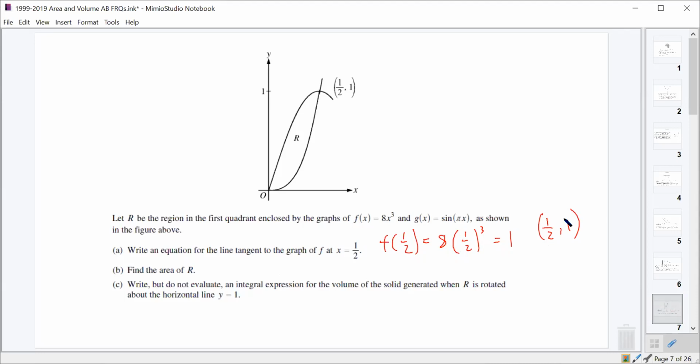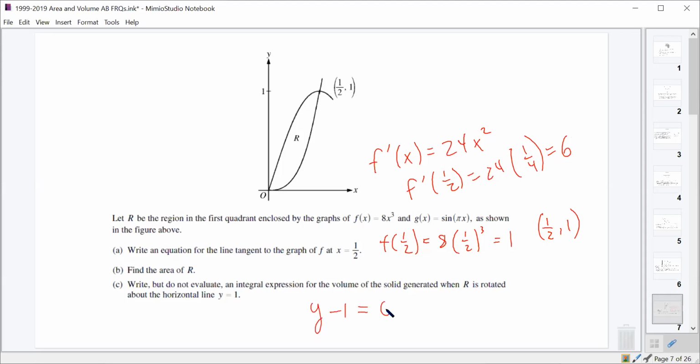And then we need to find the slope when x is 1/2. So that means we need to find f prime of x, which ought to be 24x squared. And if we evaluate that at 1/2, that becomes 24 times 1/4, which is 6. So our tangent line, using point slope form, is y minus 1 equals 6 times x minus a half. Everybody good with that or no?